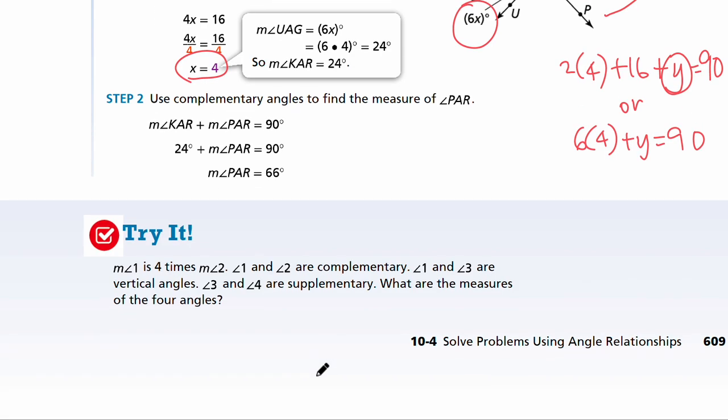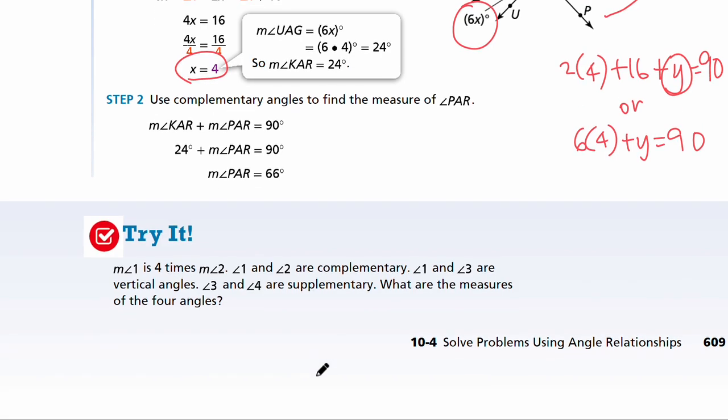So let's try it. Measure of angle 1 is 4 times measure of angle 2. So angles 1 and 2 are complementary. This is important information, right? Angles 1 and 3 are vertical angles. 3 and 4 are supplementary. What are the measures of the 4 angles? I highly recommend drawing a diagram and solving this out. Pause the video and come back when you're ready for answers.